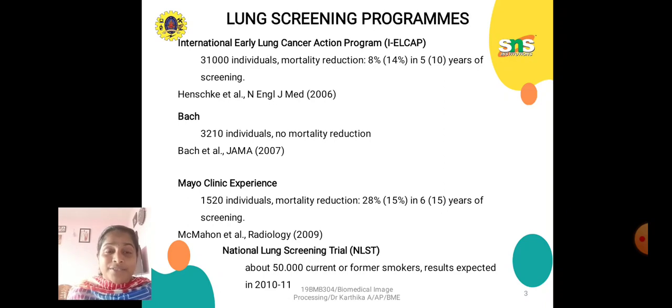And in the other batch of 3210 individuals, there is no mortality reduction. And in the Mayo Clinic experience, among 1520 individuals, the mortality reduction is 28% and 15% in 6 and 15 years of screening. And in NLST, about 50,000 current or former smokers, results are expected in 2010 to 11.